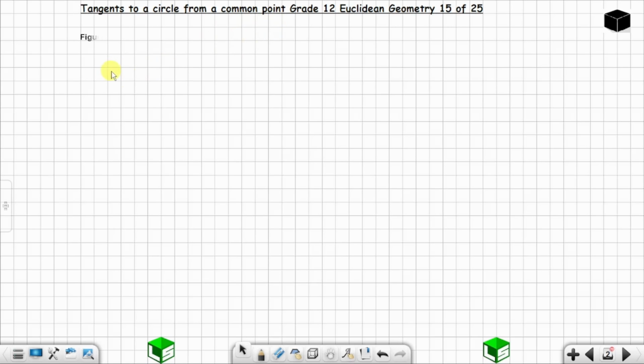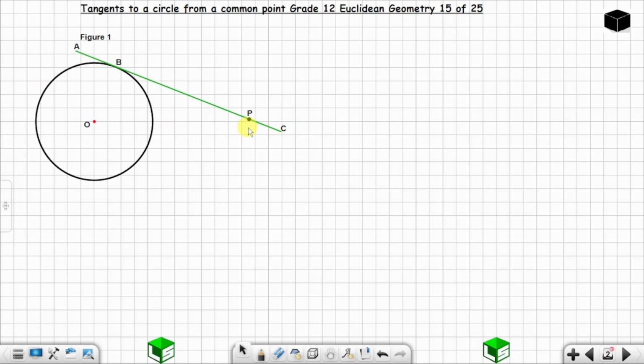Okay, so figure 1, you have a circle with a center O, and you have a point P. From this point you have a tangent touching this circle at the point B. So let's call this tangent AC.